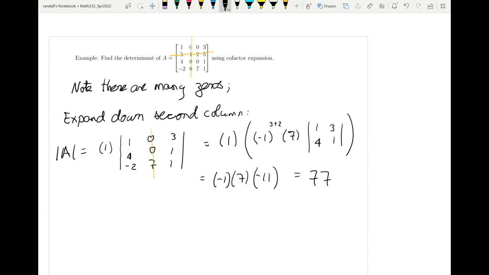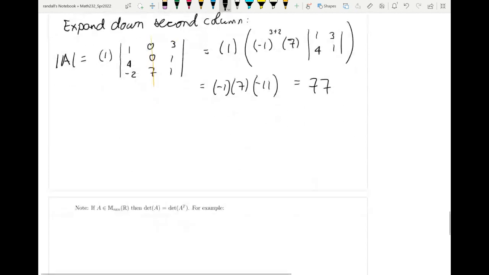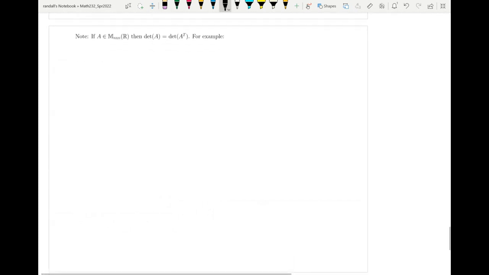But this selection of the second column to do the expansion just helps us, initially at least, reduce the number of computations. So that's a judicious choice of which column or row to expand across. Now here's an interesting feature that might be pretty obvious to you: because we can compute determinants through row or column expansions, the determinant of the transpose is the same as the determinant of the matrix. That's this statement right here.